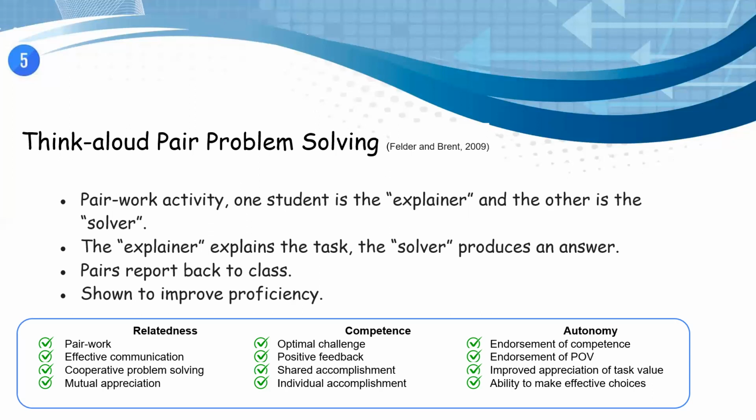And because the solver can't actually see the information, because the solver hasn't been given a copy of the information, the explainer has to provide enough explanation so that the solver can understand the information, understand the problem, and understand how to arrive at a reasonable answer. So this is a very good example of cooperative problem solving.